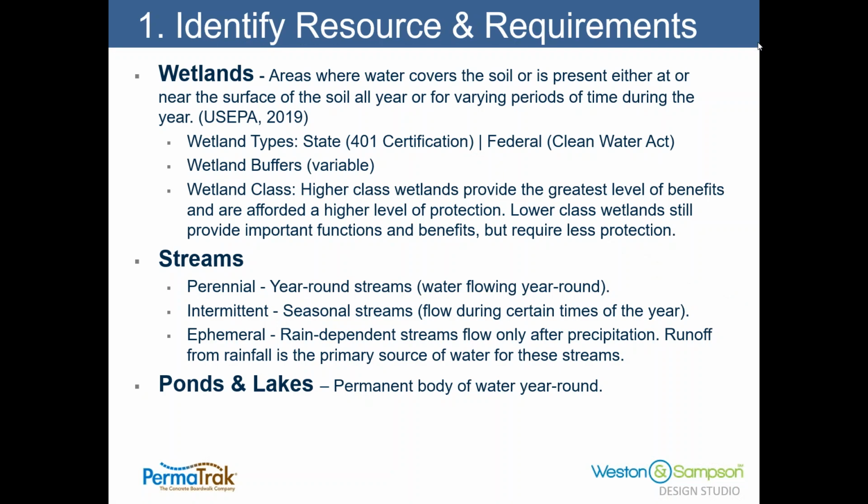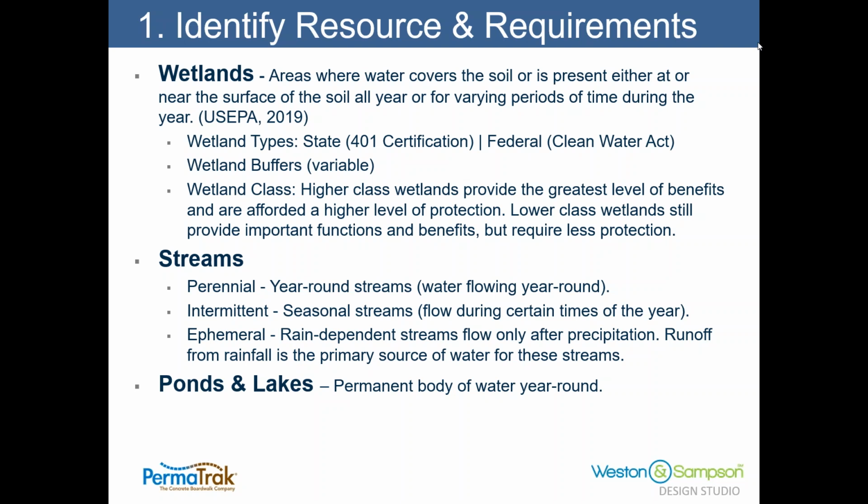First, a brief overview of the various environmental resources, starting with water resources. Wetlands are areas where water covers the soil or is present either at the surface for all year or a period of time during the growing season. There's various types of wetlands, and they're regulated at the state level, federal level, or even some at the local level. Some have buffers, and some have various classifications depending on where you are within the country. So it's really important to understand what is a wetland, where are they, and I'll run through a couple examples here in a minute on the steps to going through the wetland process.